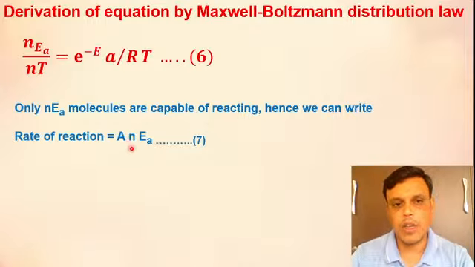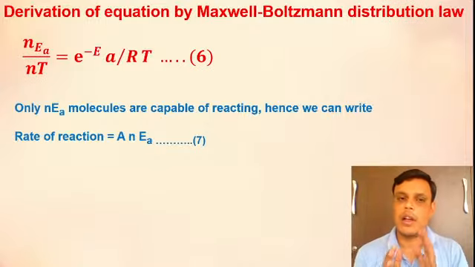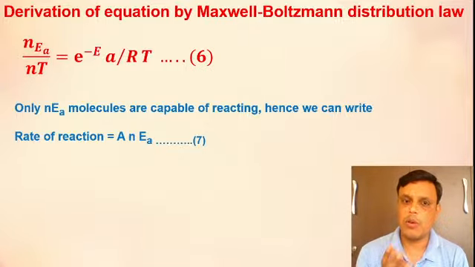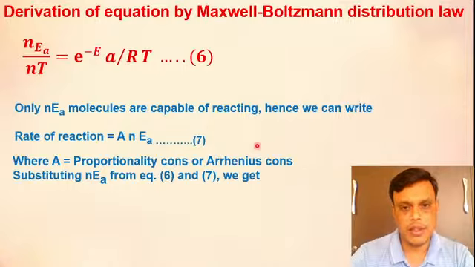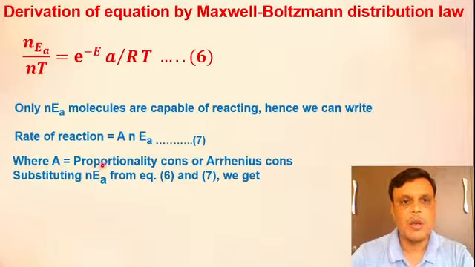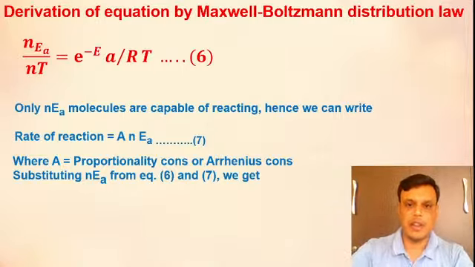That means only these molecules, whatever the value of N is, 2 molecules, 4 molecules, whatever the value is, those molecules are capable of reacting. So what will the rate depend on? Only those molecules which can acquire the energy of activation, the rate will depend on them. And what is this A here? It is called a proportionality constant or Arrhenius constant.